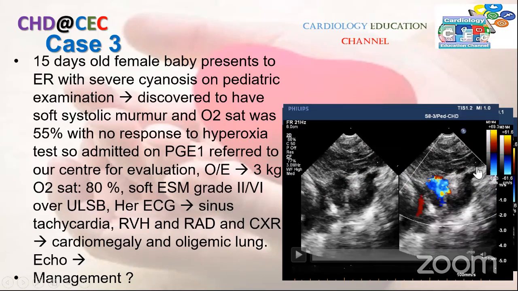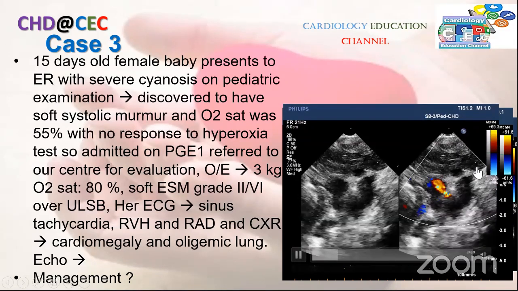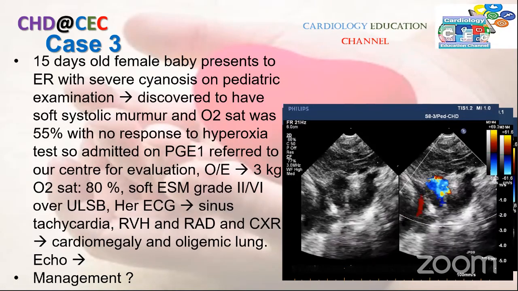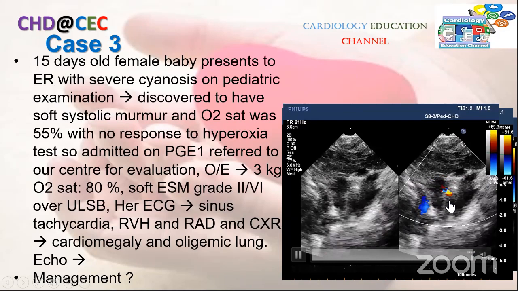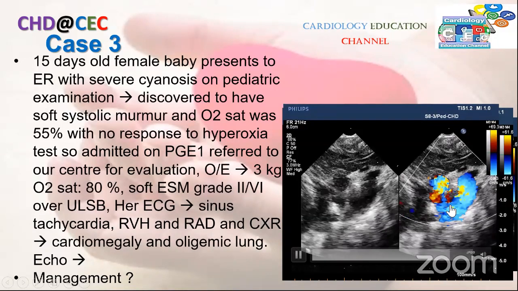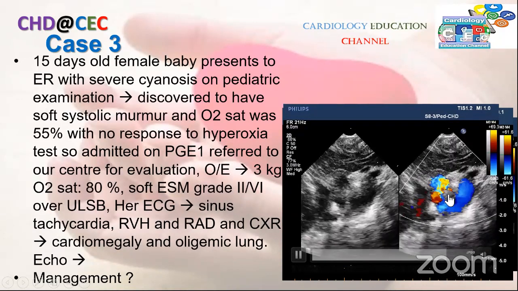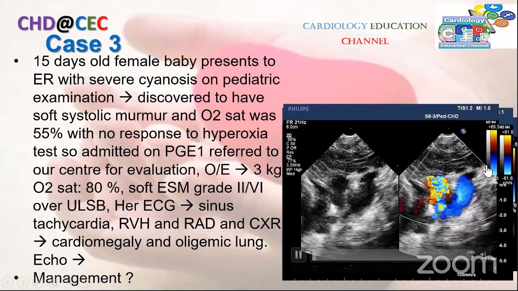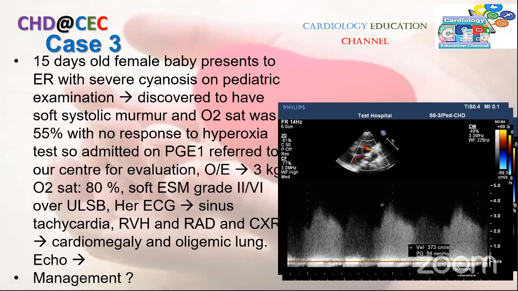Then we go to the suprasternal view, the ductal view, to assess the duct patency. Still the PDA has a restrictive flow. This is a descending aorta, this is a left pulmonary artery, this is a PDA, this is the aortic end, and this is the pulmonary end. And this is a continuous wave Doppler across the PDA showing a gradient of 56, which means that the PA pressure is low and the gradient in the PDA is restricted.